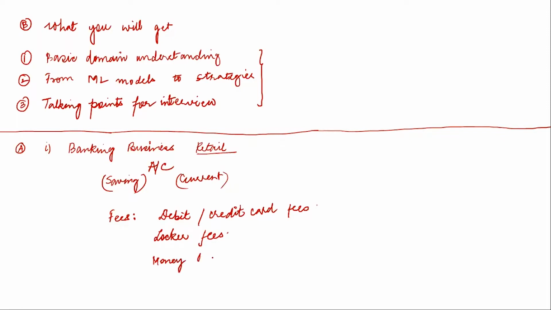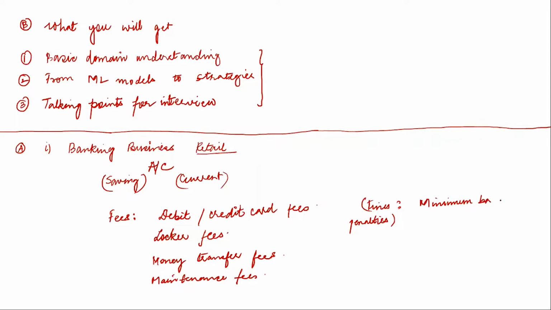Yearly maintenance charge. Loan interest. Yeah, loans will come later. Maintenance fee. Then it comes by way of fines or penalties. One penalty that we all know is the minimum balance penalty, right? The minimum balance that you need to keep.